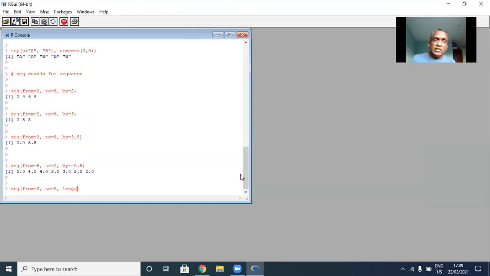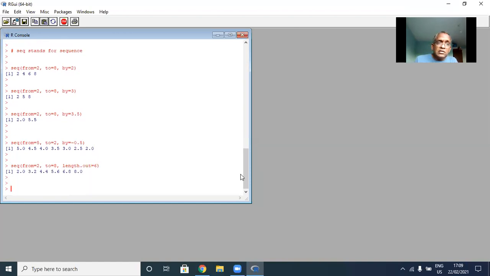length out. When I say length out, it means the output vector must have a length of 6. So here you have a vector from 2 to 8, which has 6 elements in it, right? But the numbers in this sequence must all have the same distance. In other words, the distance between any two consecutive numbers must be the same. You see, 2 plus 1.2 is 3.2, 3.2 plus 1.2 is 4.4, and so on. So they are equally spaced, but there must be 6 numbers, right?